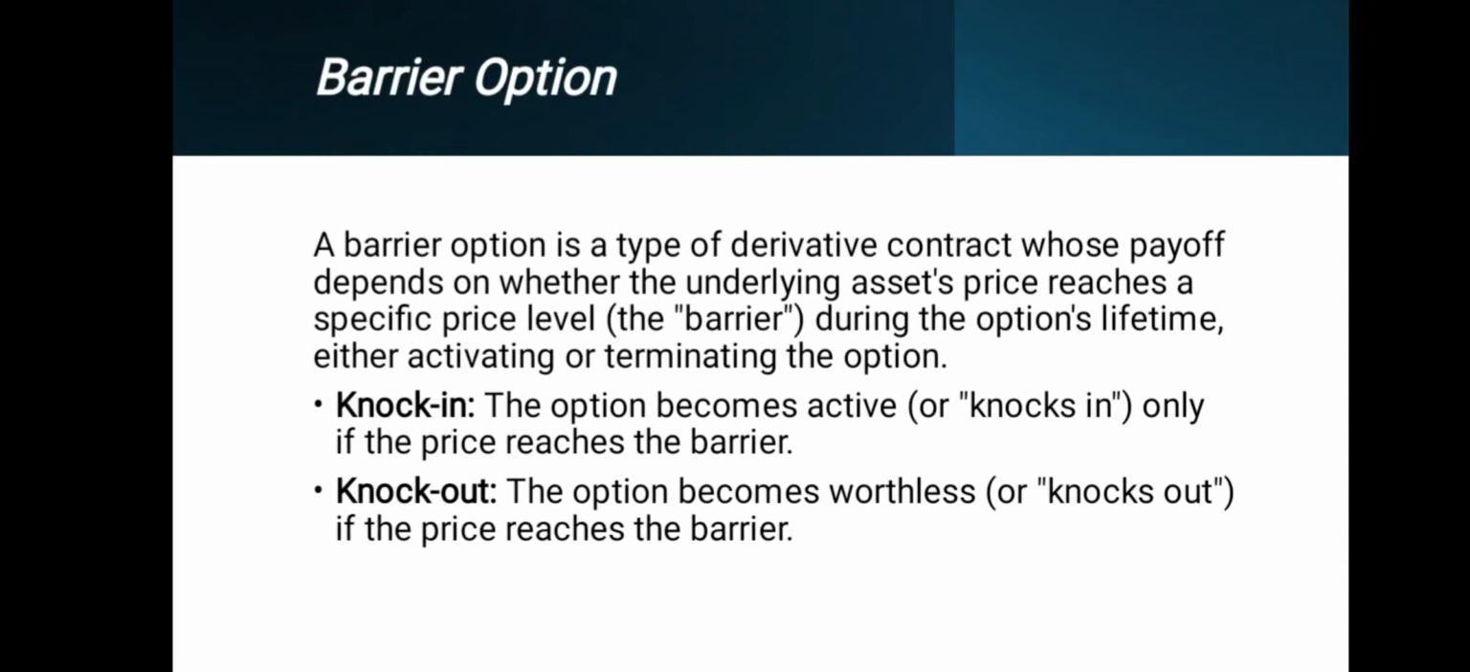Its payoff depends upon its underlying asset price, which means it can vary as per the price of the underlying asset. This payoff changes when the price reaches a specific level, which is called the barrier, during the lifespan of the barrier option. It can be divided into two types, knock-in and knockout. Knock-in means the barrier option becomes active when it reaches the barrier, and knockout is just the opposite, which means the option becomes worthless when the price reaches the barrier.